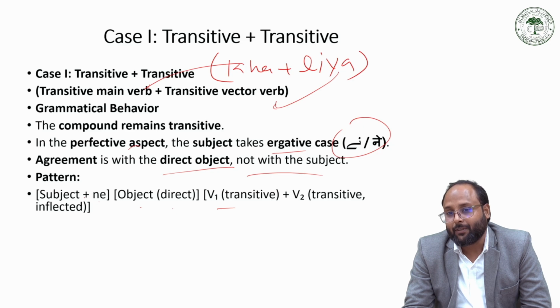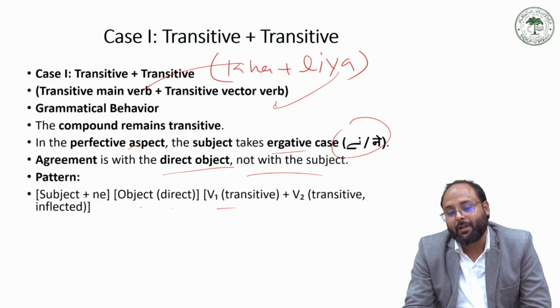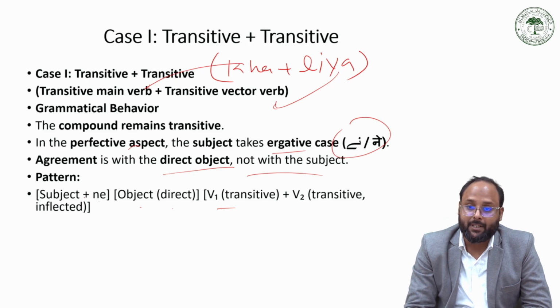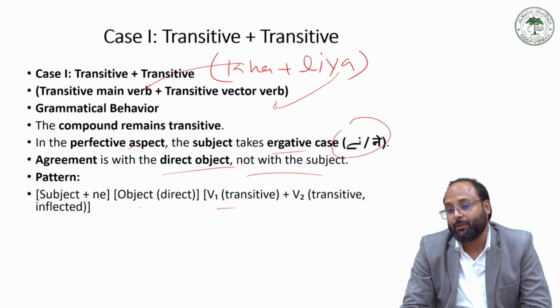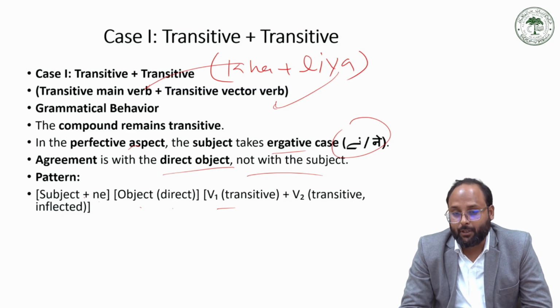Why? Because the subject has Ahmad ne, the ergative marker, and there is also the ko marker on the object. Parathe ko kha liya. Normally we do not speak in this way, but I am just giving the example for default agreement. So in this case, the V2 does not agree with either subject or object.